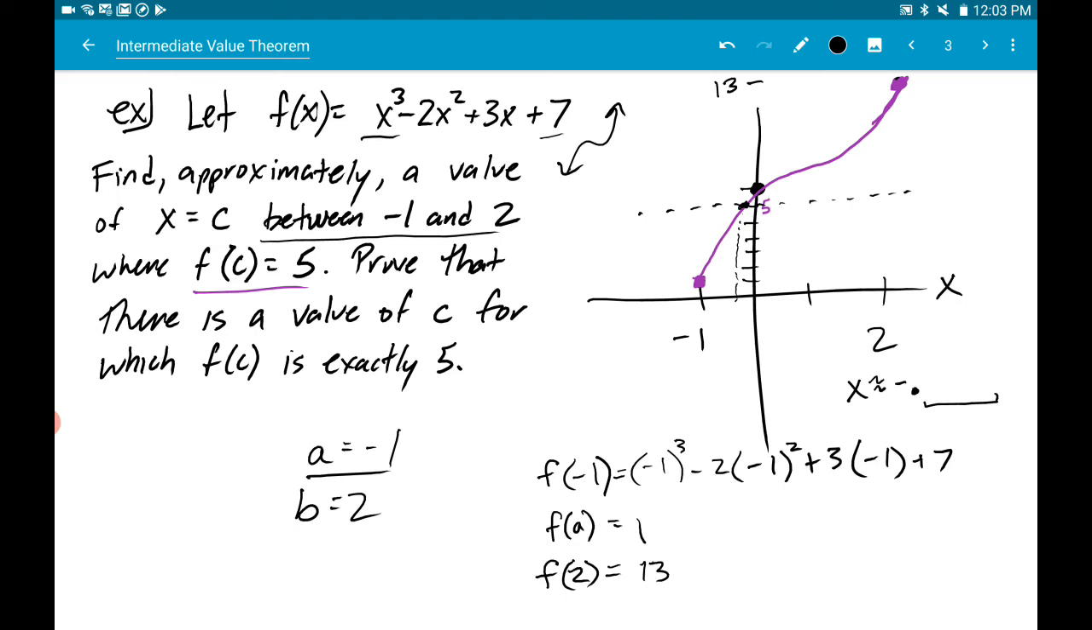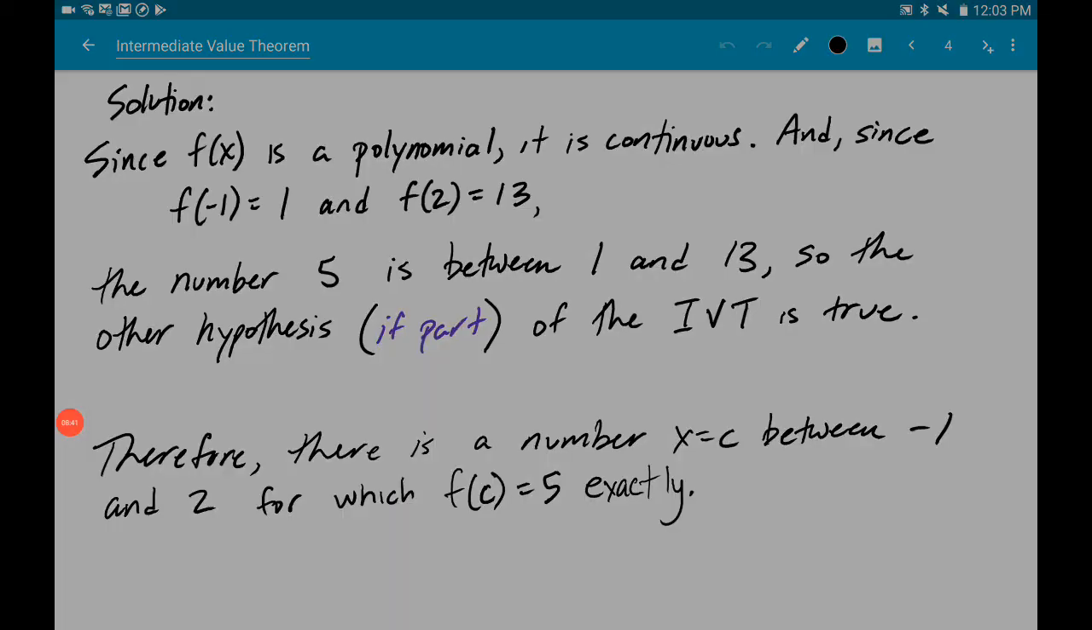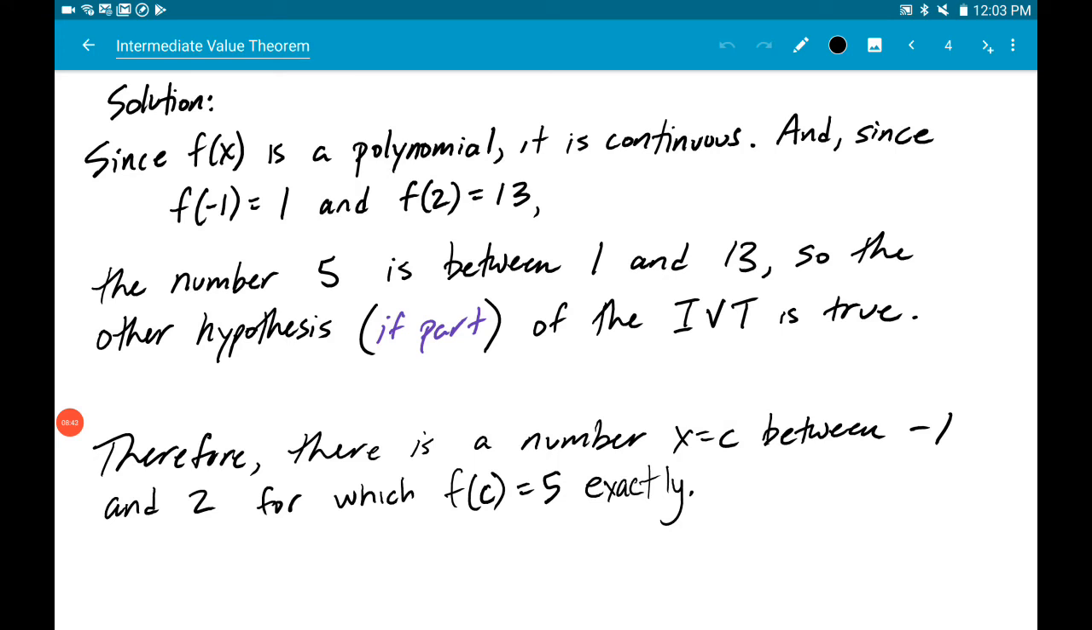And so what would that proof look like if we were to write it up? Well, it looks something like this. It says since f of x is a polynomial, x cubed, x squared, those are all polynomials, it is continuous. And remember, continuous is part of the if statement. And since we found the endpoints, this was our f of a, this is our f of b, to be 1 and 13. The number 5 is between 1 and 13.